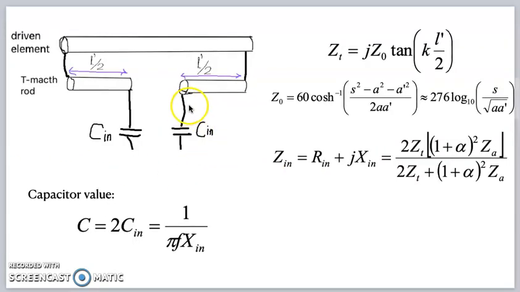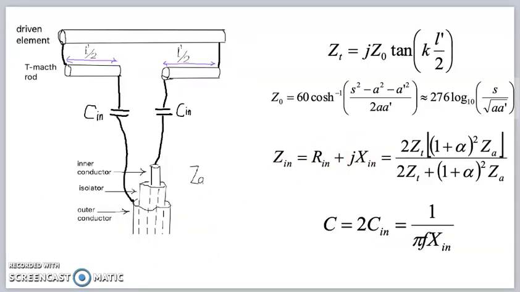Once you have Zin, so you have Rin plus jXin, we need to cancel this jXin because we want to make sure that our Zin becomes Rin only. Then this value will be equivalent to the characteristic impedance of the cable. How do we cancel this Xin? We will use two capacitors. How to find that is C equals 1 over 2 pi f Xin. Once you know the frequency and you get your Xin, you can find the capacitor needed.